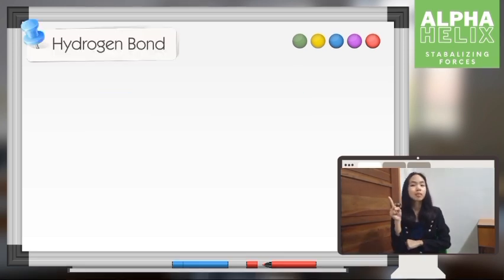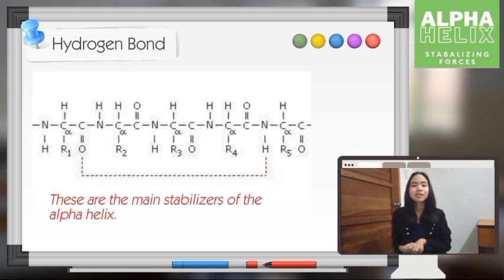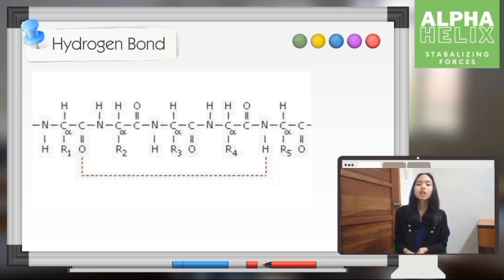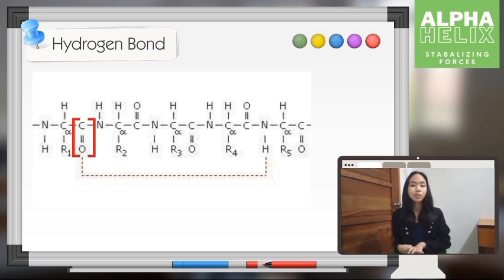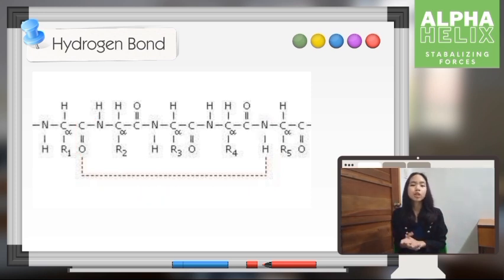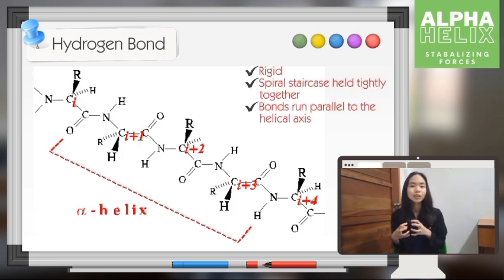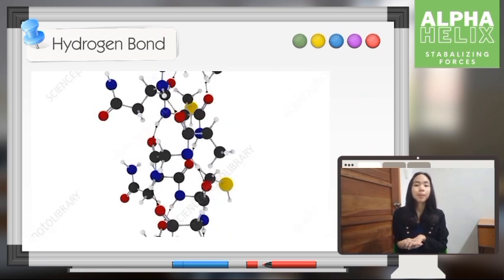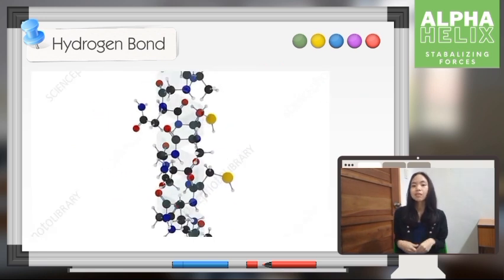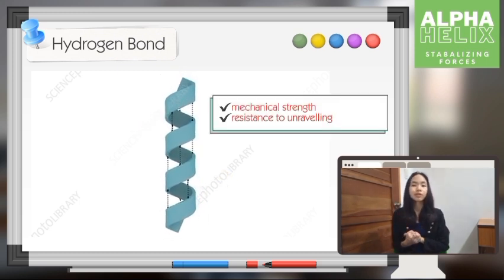So our first stabilizing force is the hydrogen bonds. These are the primary stabilizing force of the alpha helix. Each carbonyl oxygen from one amino acid forms a hydrogen bond with the amide hydrogen of another amino acid 4 residues ahead. This repeated pattern of bonding produces a rigid, spiral staircase held tightly together. These bonds run parallel to the helical axis, giving the helix a remarkable mechanical strength and resistance to unraveling.